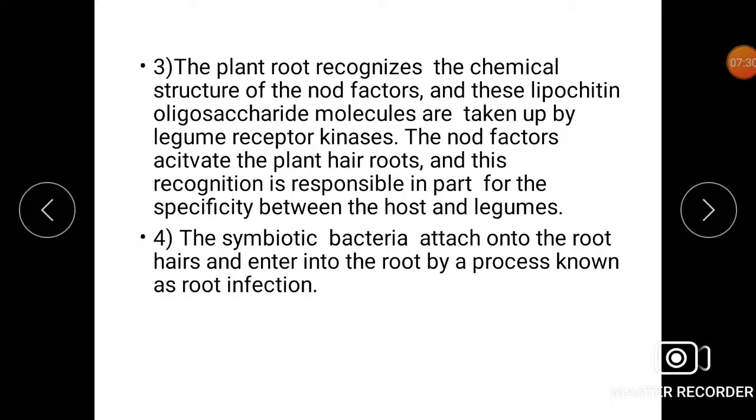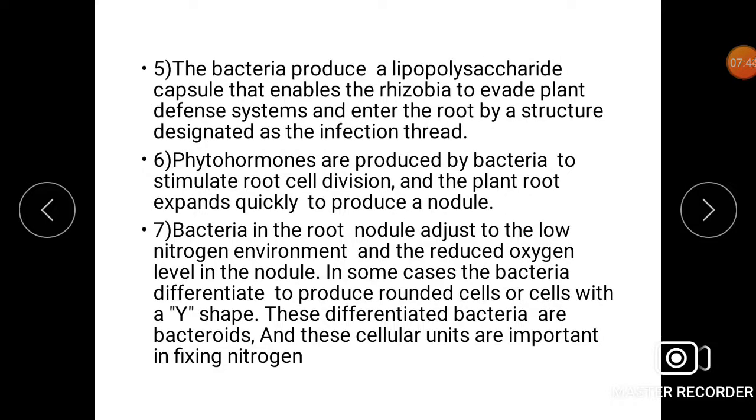The symbiotic bacteria attach onto the root hairs and enter into the root by a process called root infection or infection thread formation. And the fifth step is the bacteria produce a lipopolysaccharide capsule that enables the rhizobia to evade plant defense systems and enter the root by a structure designated as the infection thread. Phytohormones are produced by bacteria to stimulate root cell division, and the plant root expands quickly to produce a nodule.